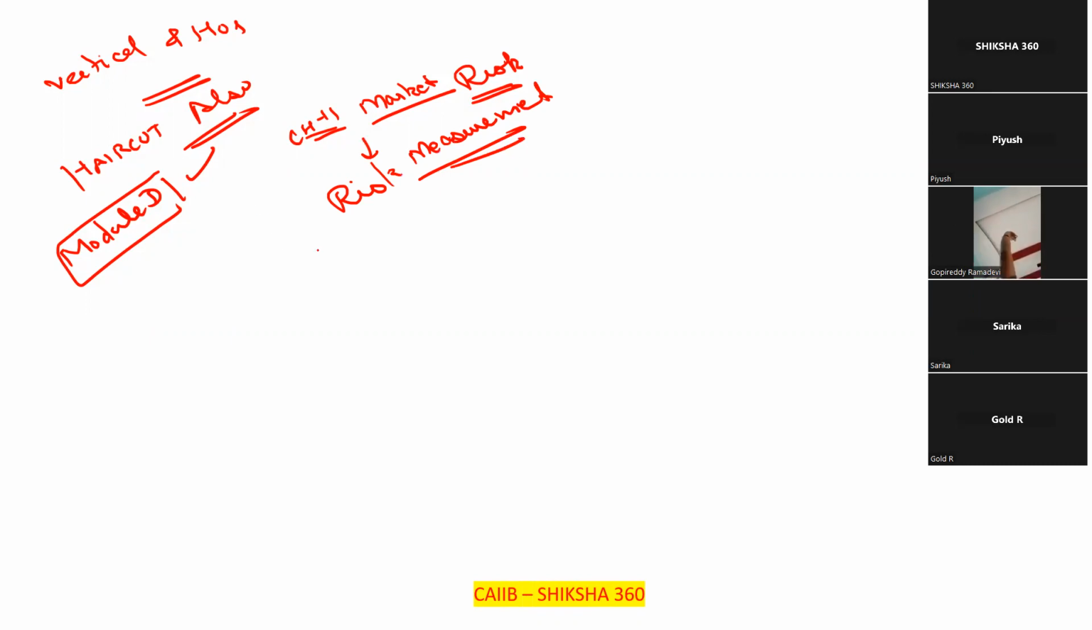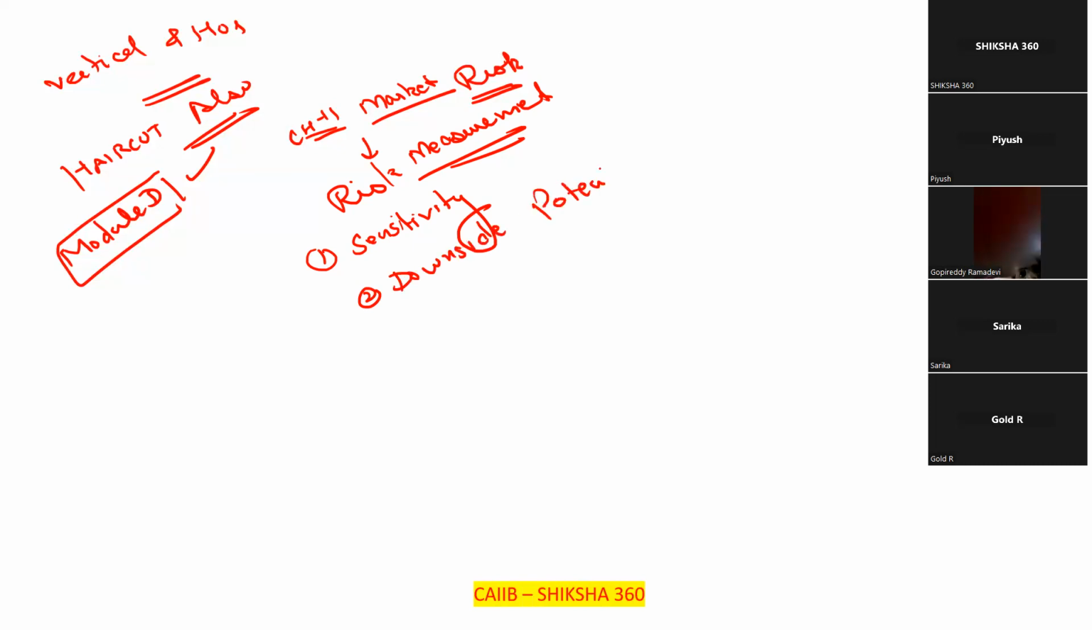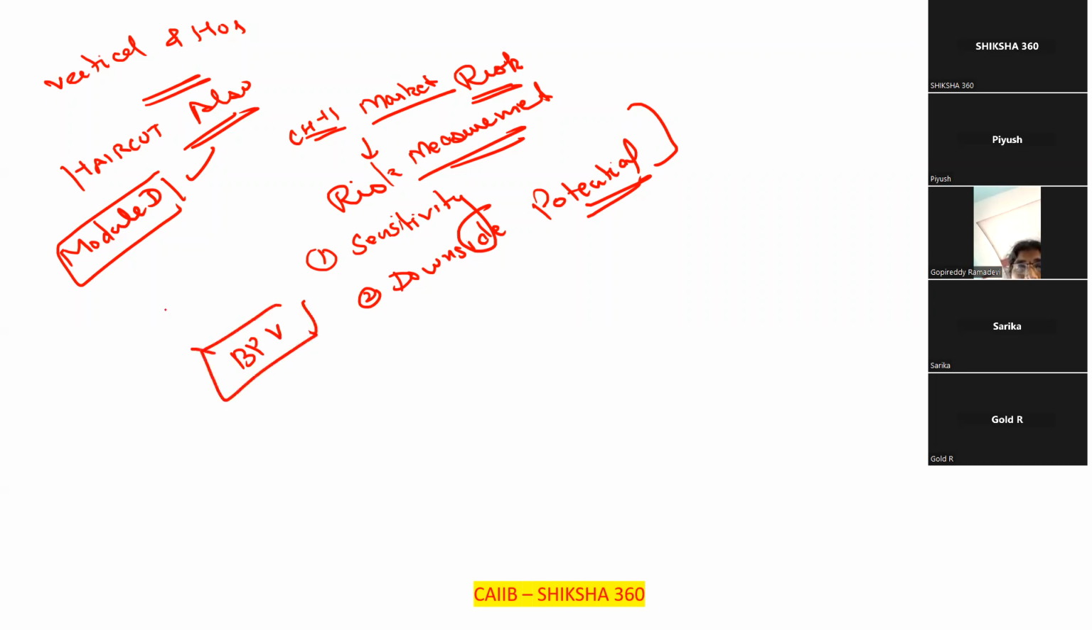Under that, we have to discuss two things. First one is the sensitivity. Second one is downside potential. So please cover that. Sometimes we will get case study based questions on that, because under that there is one thing, that is basis point value, BPV. Definitely you will get one numerical on the basis of that in the examination. In any of the sets, you will get one numerical based question on BPV. Very important from the examination point of view.